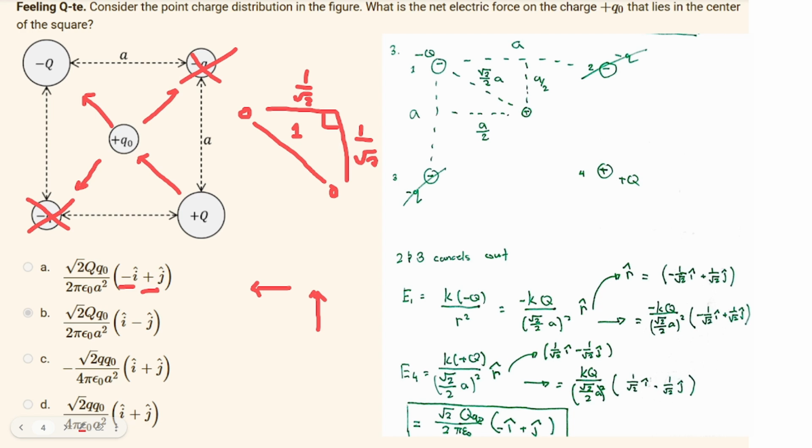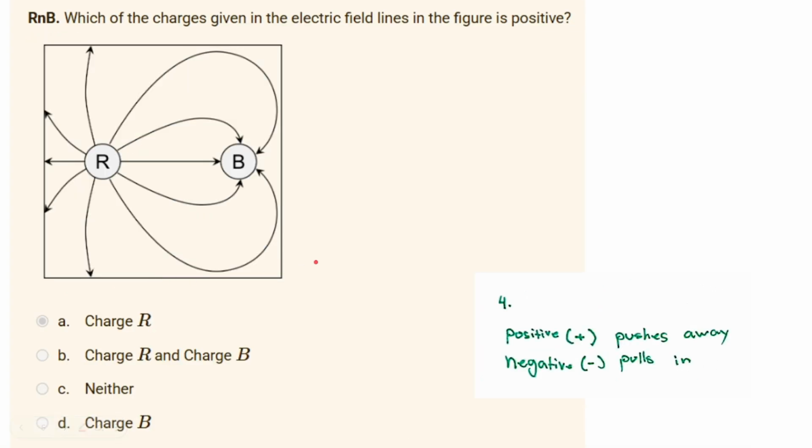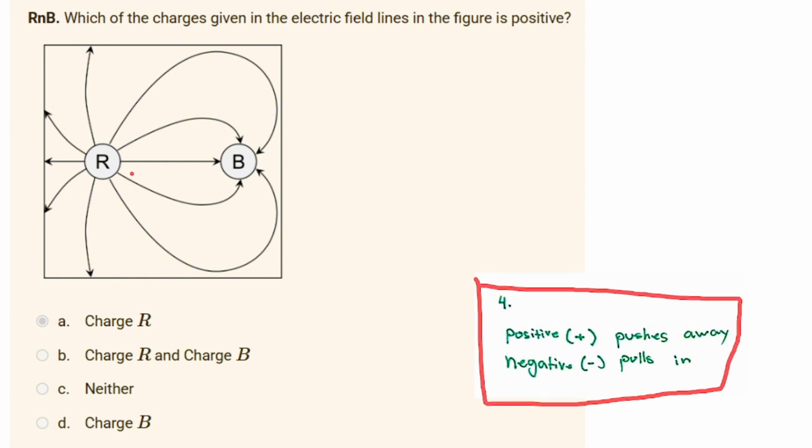For the next question, which of the following charges, given the electric field in the figure, is positive? Just remember, positive pushes away, negative pulls in. So R here pushes away, so this is positive. B pulls in, so it's negative.